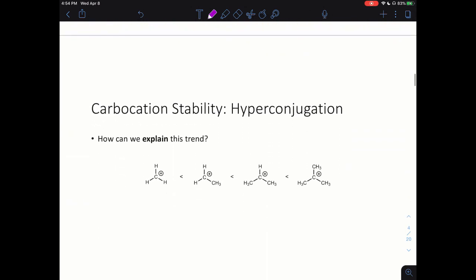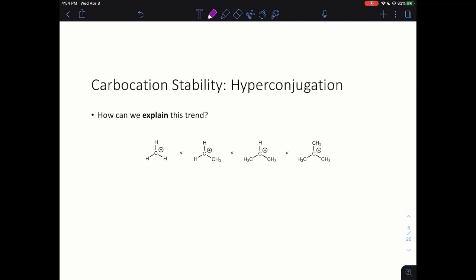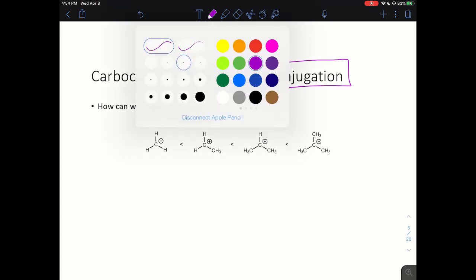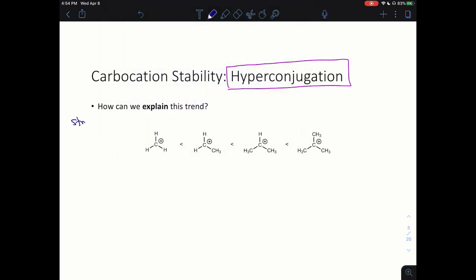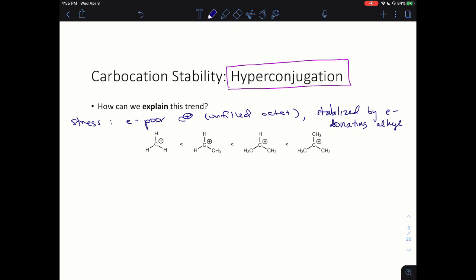We would really like to be able to explain it. And this can be explained by the funny word, hyperconjugation. Okay, cool. What is hyperconjugation? Well, let's think about what the stress is on these molecules. The stress is that the carbon is electron poor. It has an unfilled octet. So how does this molecule stabilize that stress? Well, it's stabilized by electron donating alkyl groups.